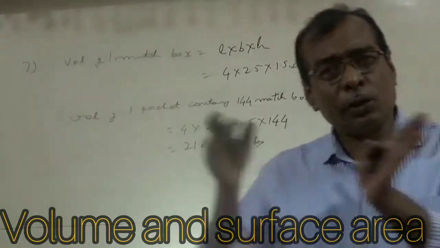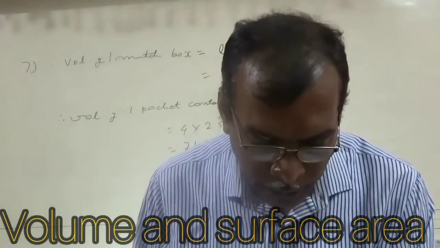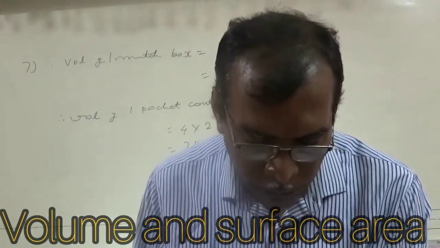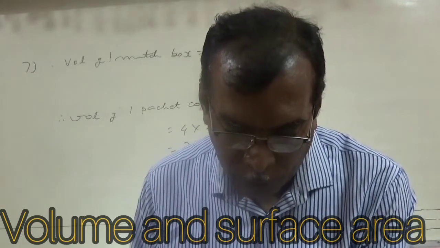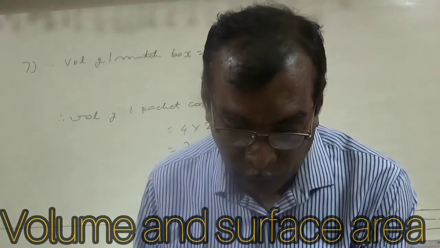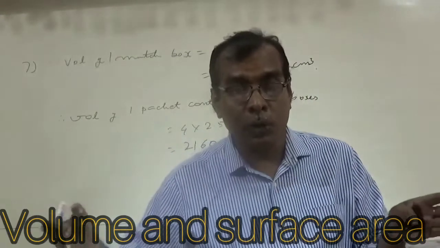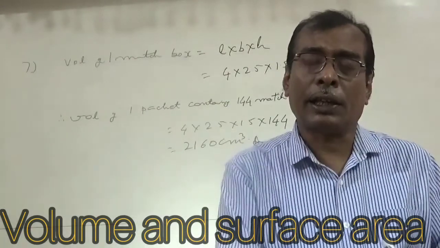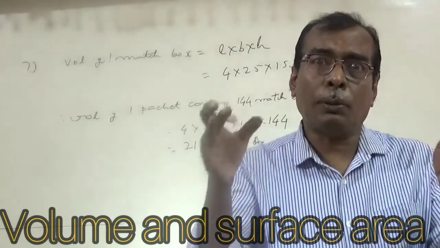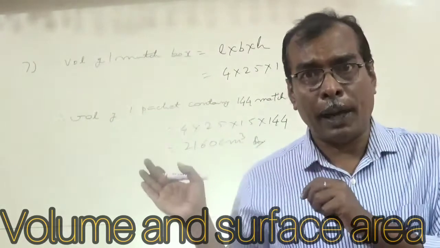Now these packets are going to be put in a carton. It is given: how many such packets can be placed in a carton of 1.5 meter, 84 centimeter and 60 centimeter? One carton is there whose length, breadth and height are given. How many packets of this type can it contain? That is the volume of the carton divided by the volume of one packet.